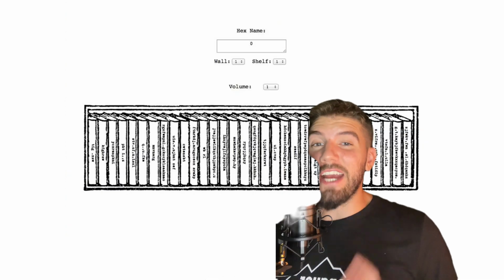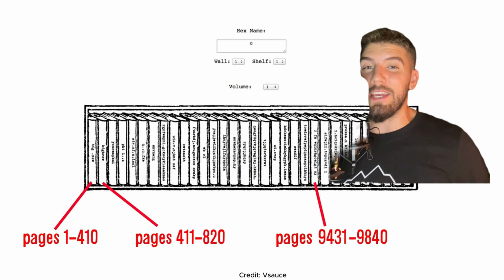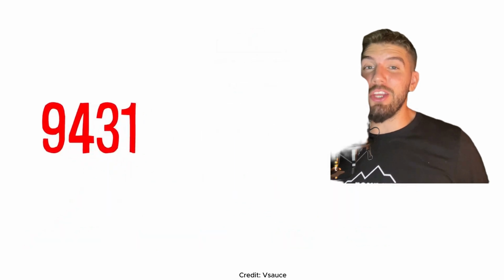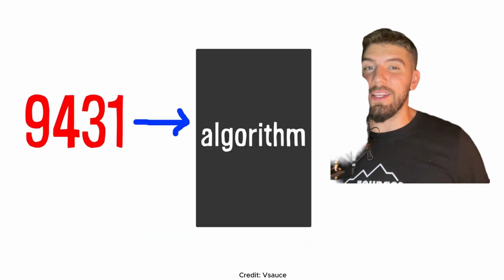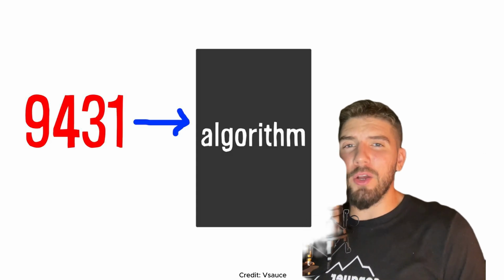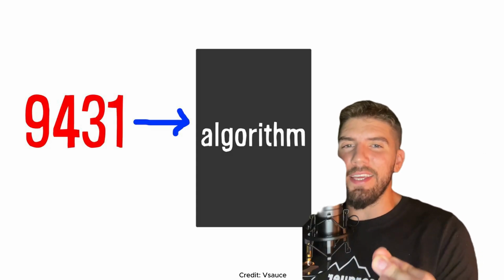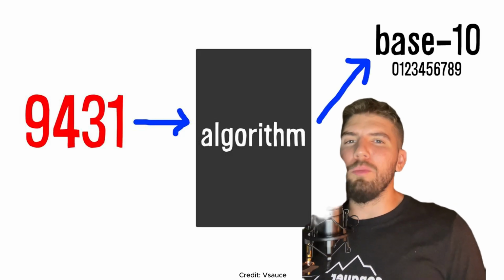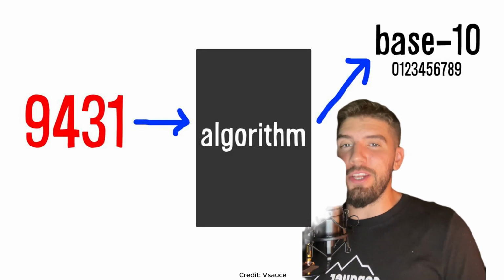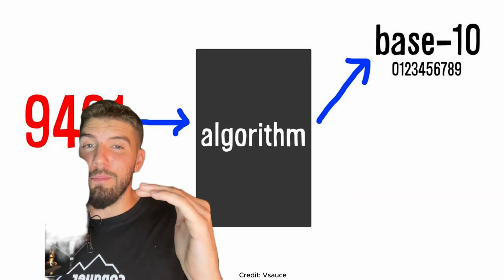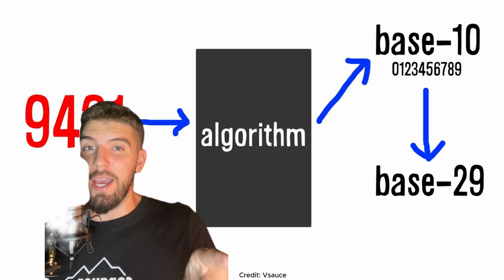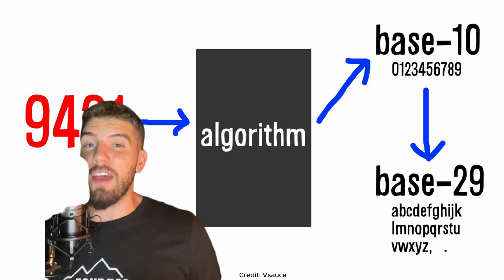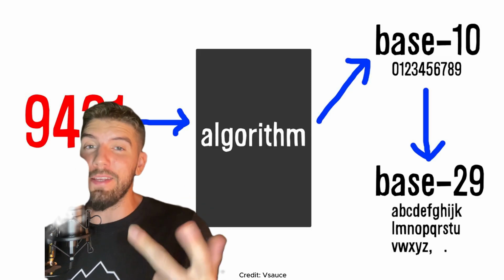But no, this is what's actually happening under the hood. Each page in every book is given its own unique page number, and the text of each page is algorithmically encoded inside of this page number. What that means is an algorithm uses the page number as a seed to generate an even bigger unique number in base 10, which is just our normal way of counting, using a combination of 10 digits, 0 through 9. This big number is then converted into base 29 to account for all 26 letters of the alphabet, as well as commas, periods, and spaces.